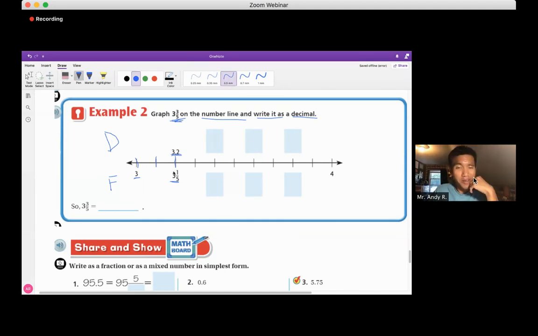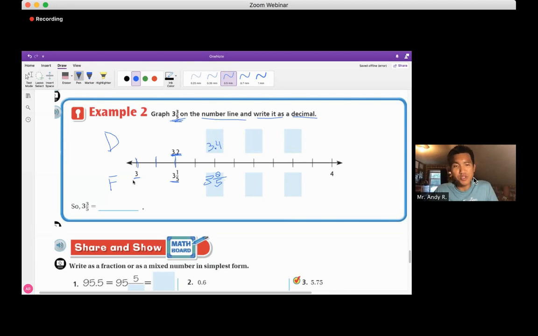So 3 1/5 is the same as saying 3.2. Now if we keep going over to the next line, what would be under this line? 3.4, 3 2/5, and 3.4 for decimal.